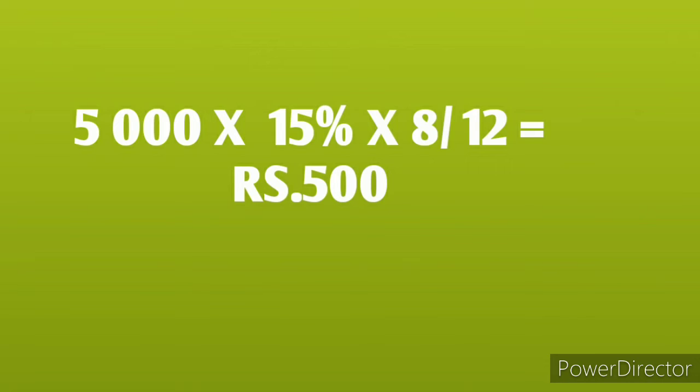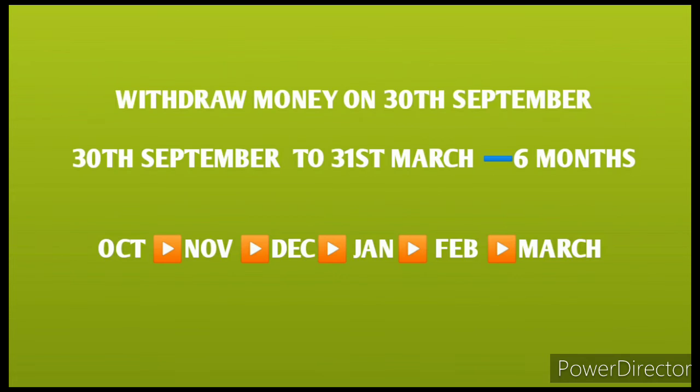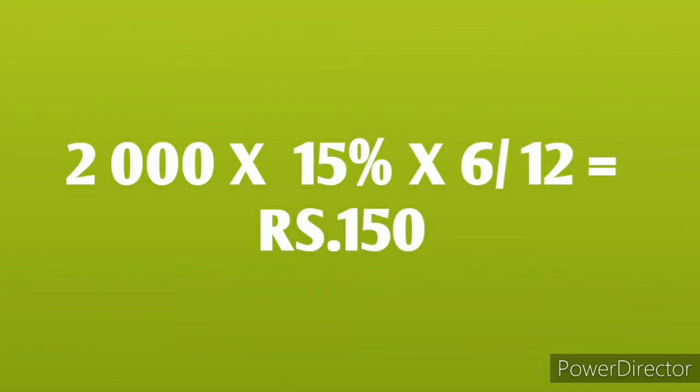In the same way, we will calculate all the interest one by one, which were asked in the question. From 30th September to 31st March, 6 months are made. So for September 30th, 2000 multiply 15%, multiply 6 by 12. So for September our interest will come to rupees 150.